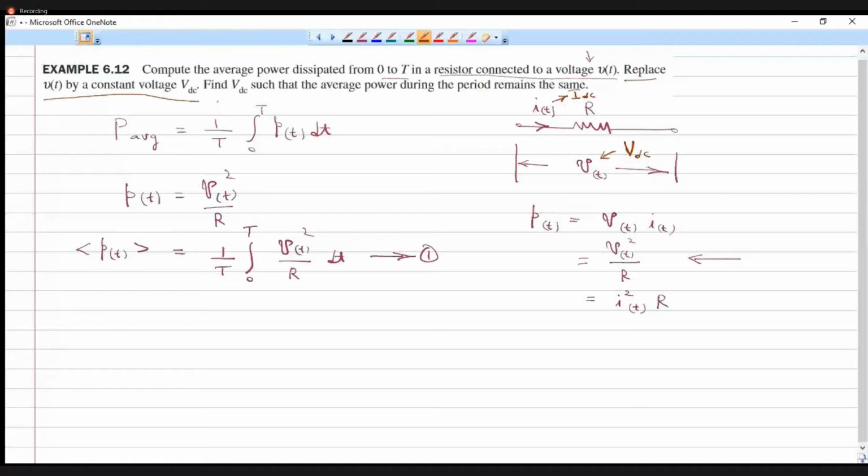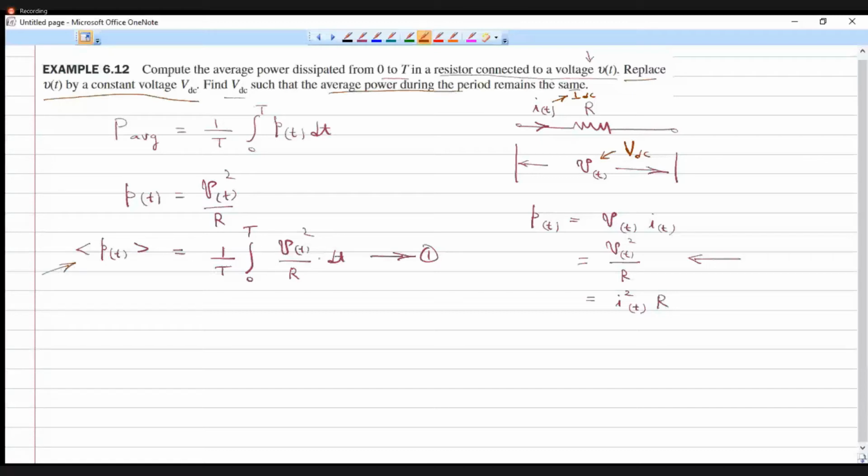Now we are asked to find what V DC is such that the average power during the time period remains the same. When I replace the earlier voltage across the resistor with a DC voltage V DC, what should this voltage V DC be such that the power remains the same? We have found the power, which is given by this expression.